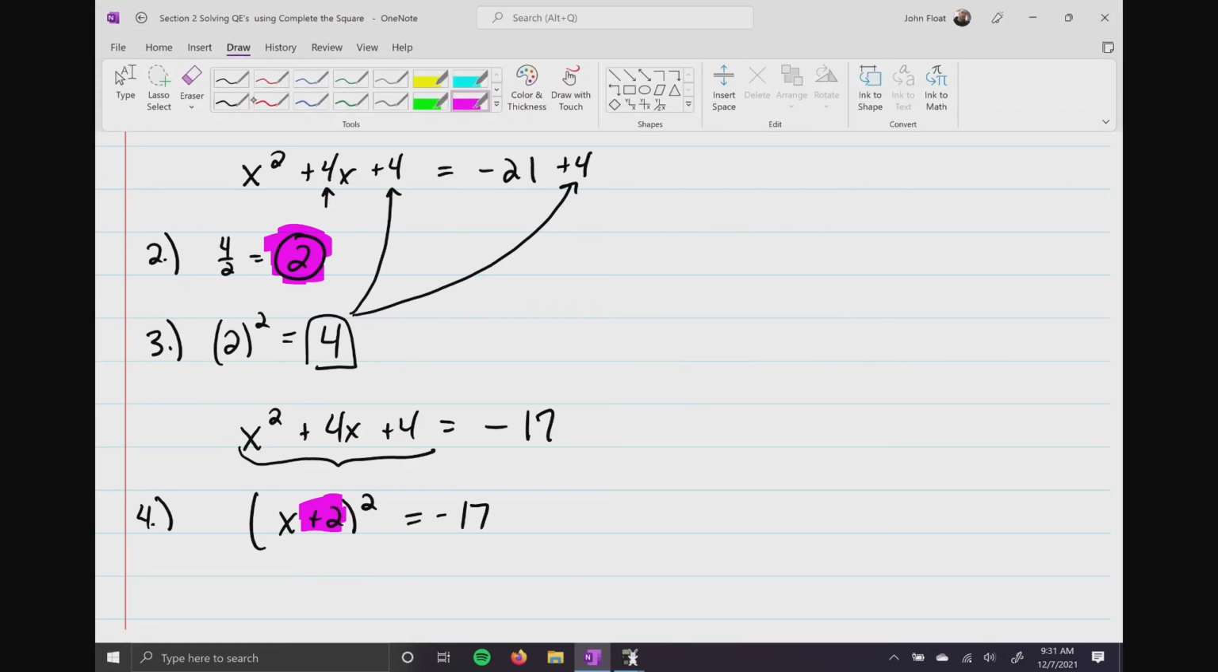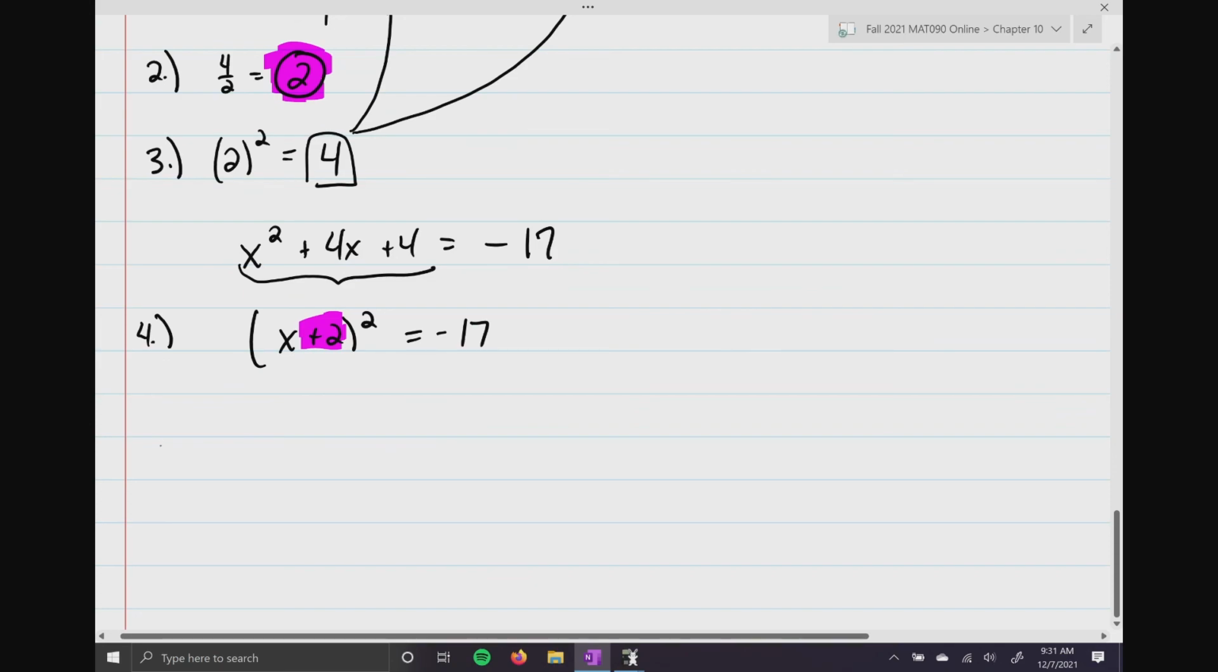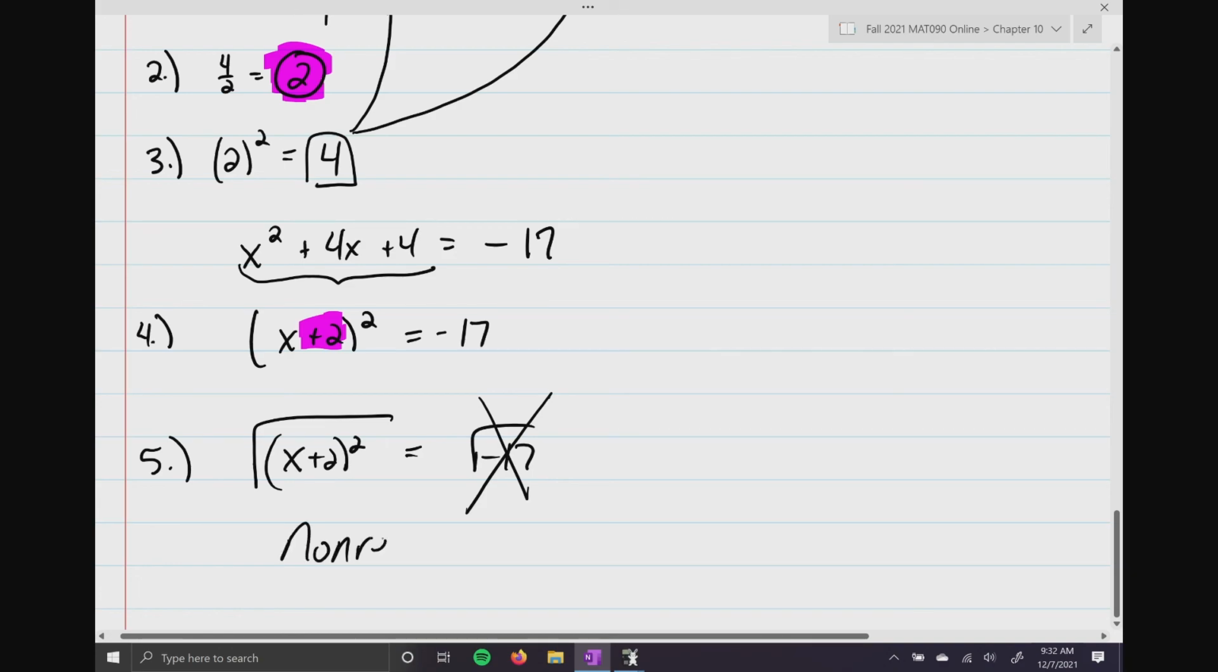Now, step 5, we're going to take the square root property of both sides. And then we run into a massive problem, because we know you cannot have a negative underneath the square root. Therefore, we stop. And we just write non-real result. Okay, and there's nothing we can do about that.